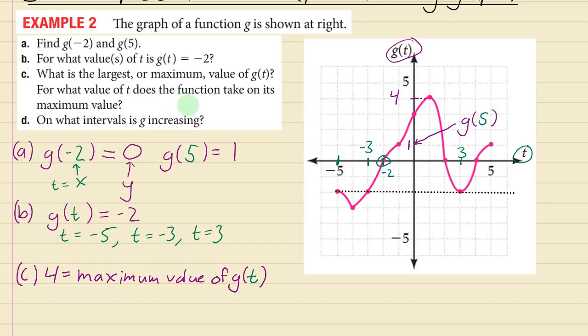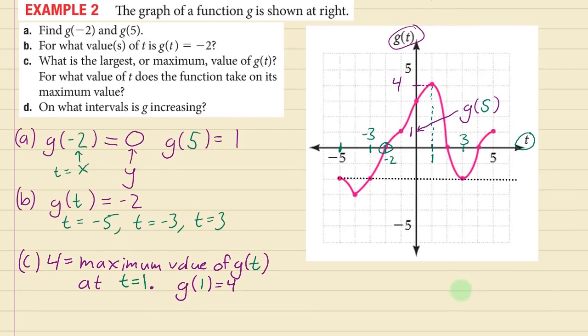And then the other question is, what value of t does this function take on this maximum value? That's this value there, equal to 1. So that happens at t equals 1. So in other words, you could say that g of 1 is equal to 4 is another way to answer that question.